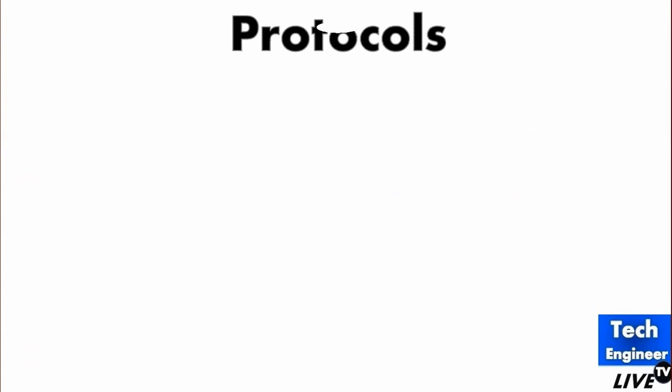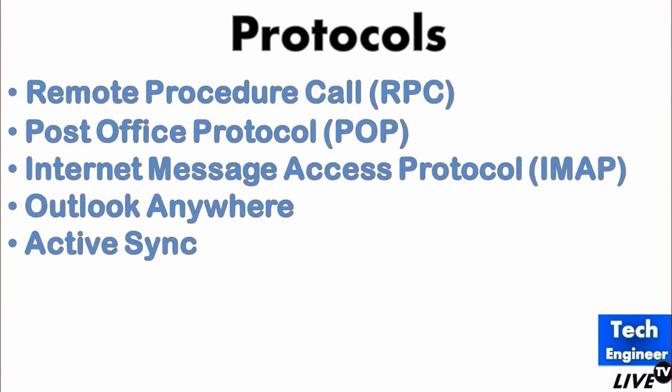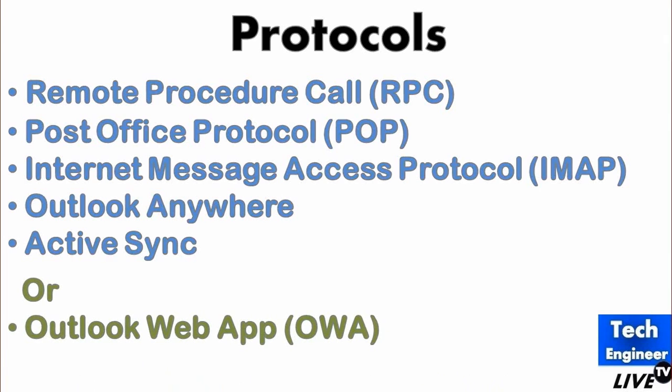And since it's working, some protocols must be there. What protocols are required? There are certain protocols like remote procedure call, RPC. Post Office Protocol, POP, very important, very famous. Internet Message Access Protocol, IMAP, very famous, very important. Outlook Anywhere, ActiveSync, or Outlook Web App, OWA. We are able to access our client access server through these protocols.